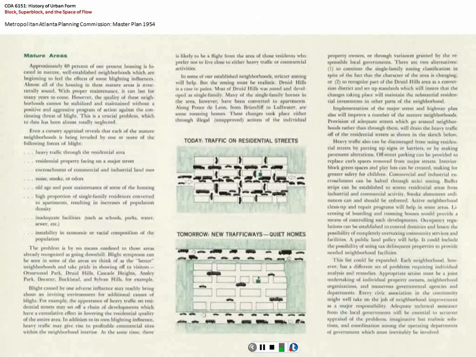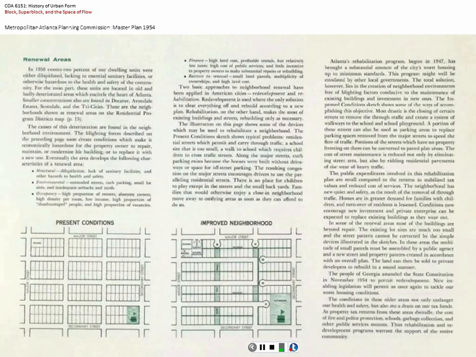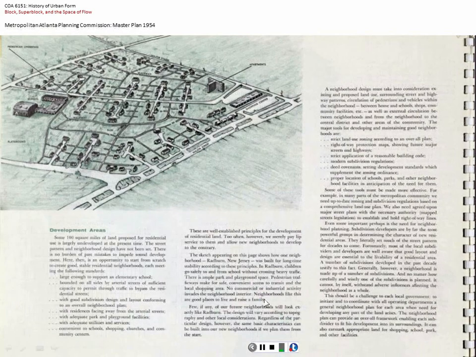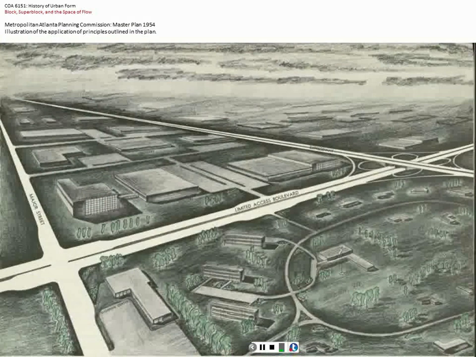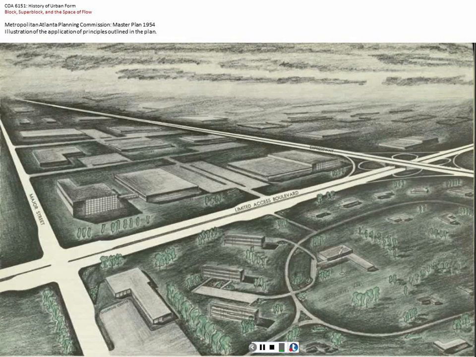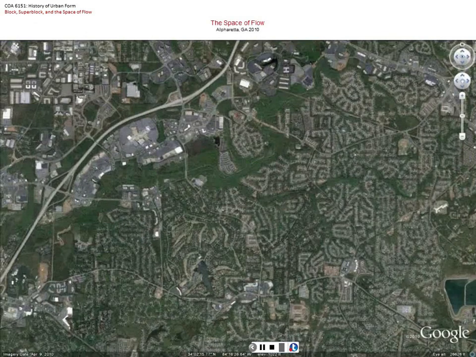And then this, finally, the Metropolitan Atlanta Planning Commission Master Plan of 1954, showing today traffic is on residential streets, tomorrow new traffic ways and quiet homes. Present conditions, the improved neighborhood involves dead-ending these streets into cul-de-sacs, inserting parks and schools in the middle of the block, and so on and so forth. And the Radburn plan is actually cited here in the plan of 1954. So this was the plan for Atlanta, 1954. Be careful what you wish for. It's more or less what happened.